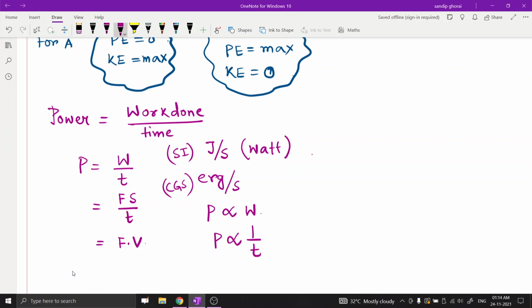And in this case, if we write down the SI unit of power, we know the unit of force is Newton, and velocity is meter per second. So the SI unit of power is Newton meter per second, which is the same as joule per second, because Newton meter means joule.